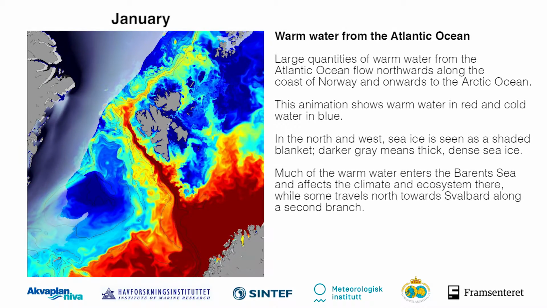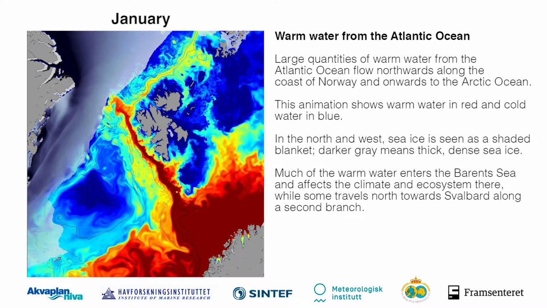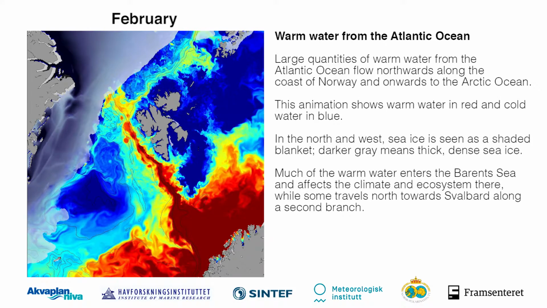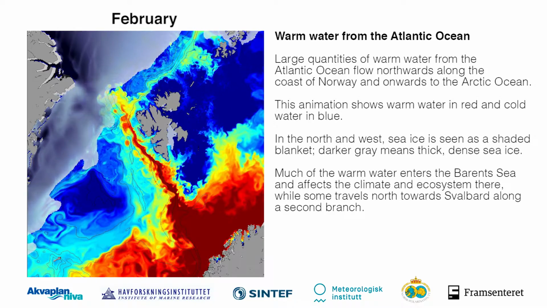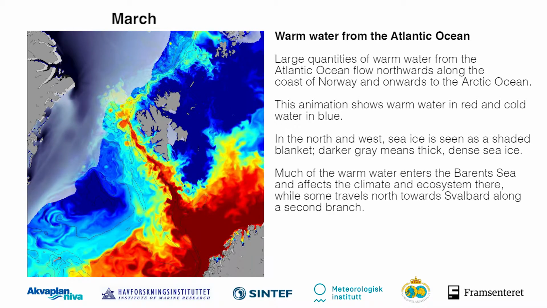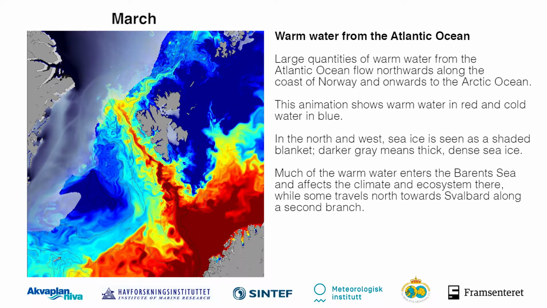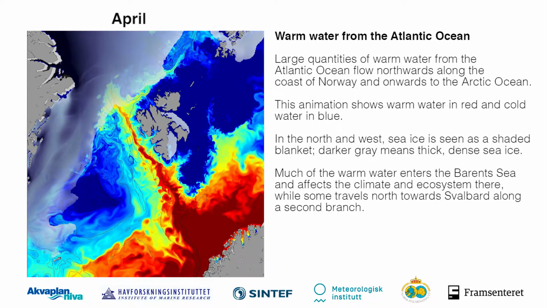Large quantities of warm water from the Atlantic Ocean flow northwards along the coast of Norway and onwards to the Arctic Ocean. This animation shows warm water in red and cold water in blue. In the north and west, sea ice is seen as a shaded blanket. Darker grey means thick, dense sea ice.